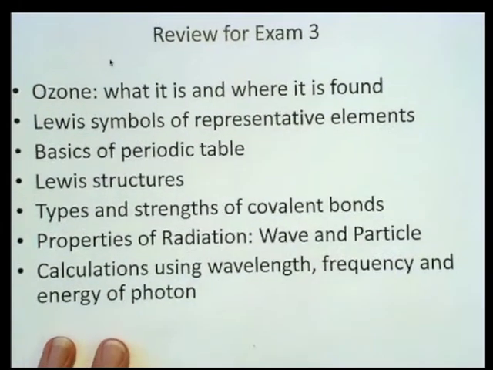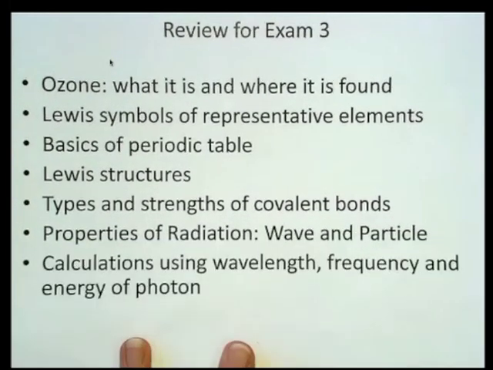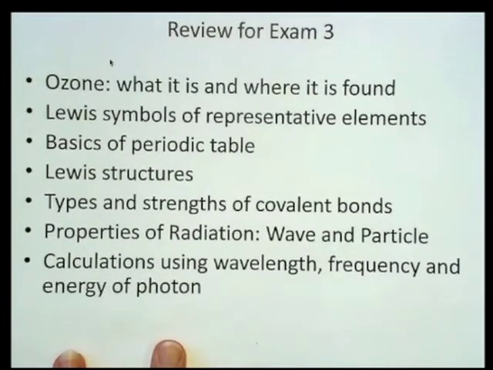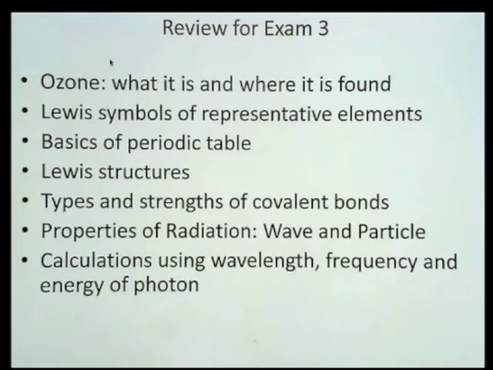All right, so next up is the exam for this unit. It'll be exam number 3. I've just highlighted some bullet items that you should make sure you're familiar with as you're studying for this exam. Obviously, you need to know what ozone is and where it's found. And then the skill that we had to develop to really understand the difference between ozone and oxygen was this ability to use Lewis symbols. So you need to be able to write the Lewis symbols of all the representative elements. And those, of course, are correlated with the periodic table.